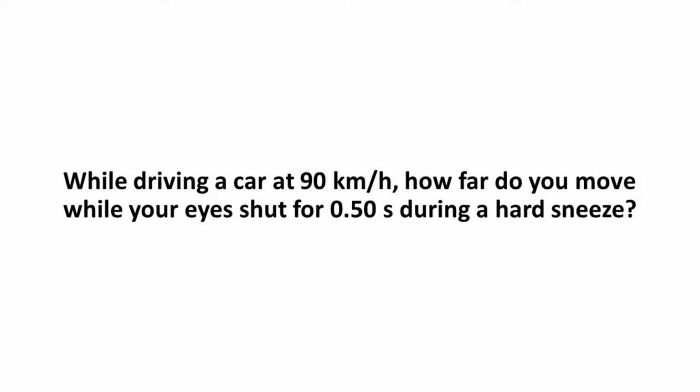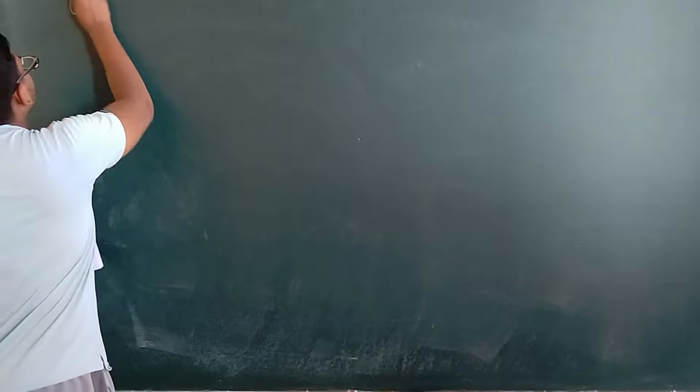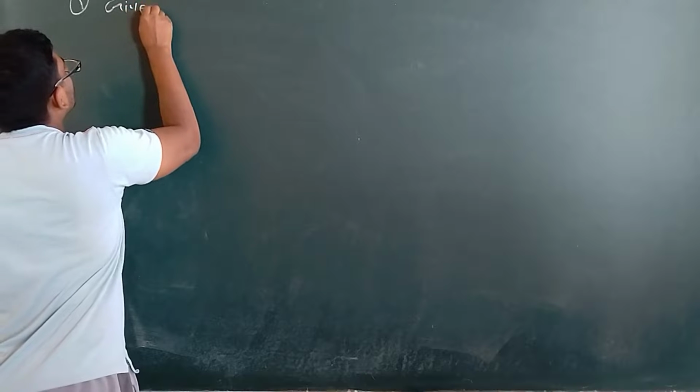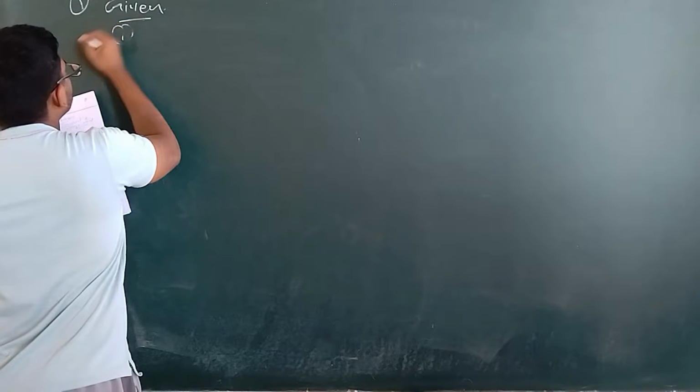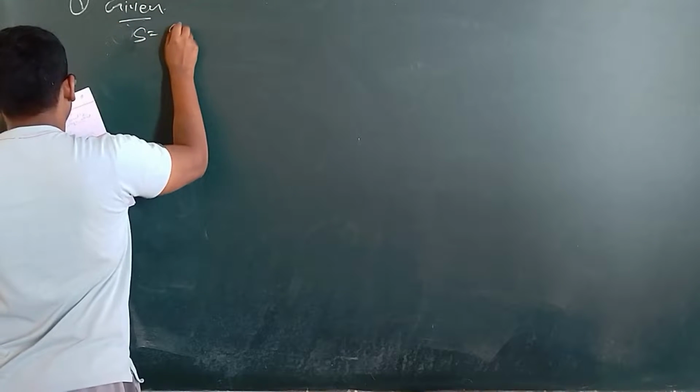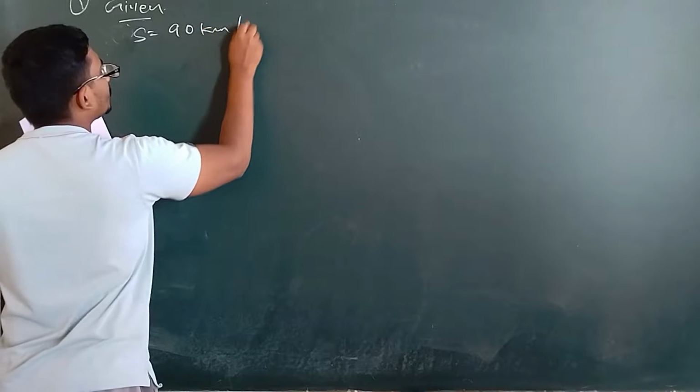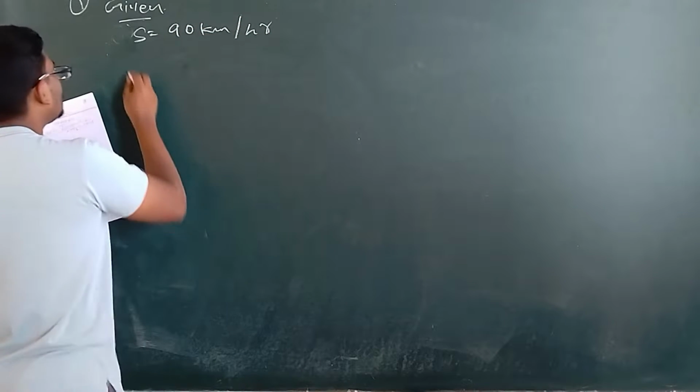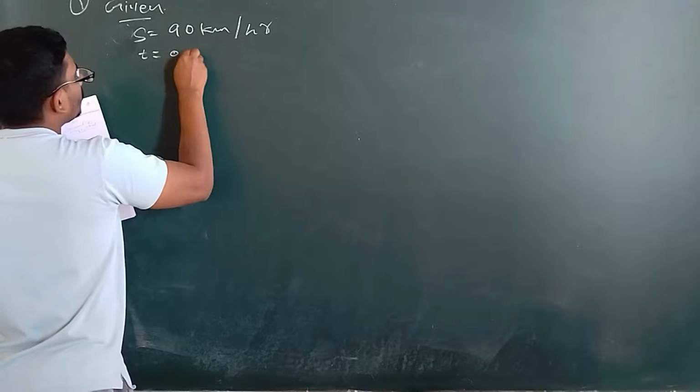So question number 1. While driving a car at 90 km per hour, how far do you move while your eyes shut for 0.5 seconds during a hard sneeze? So they have given clearly that speed is equal to 90 km per hour, and the sneezing time is 0.5 seconds.